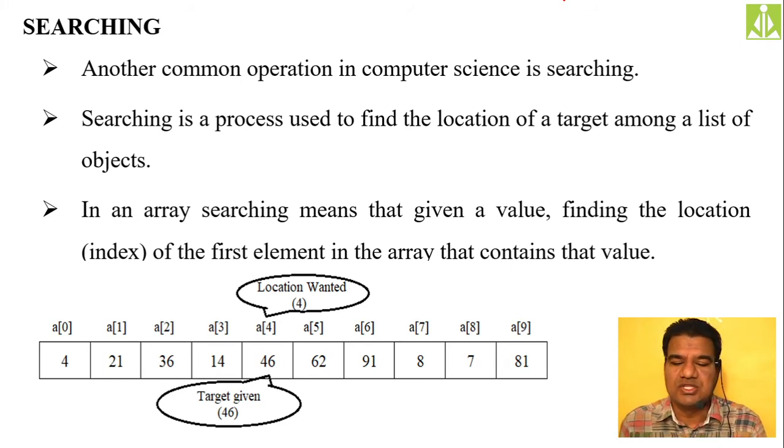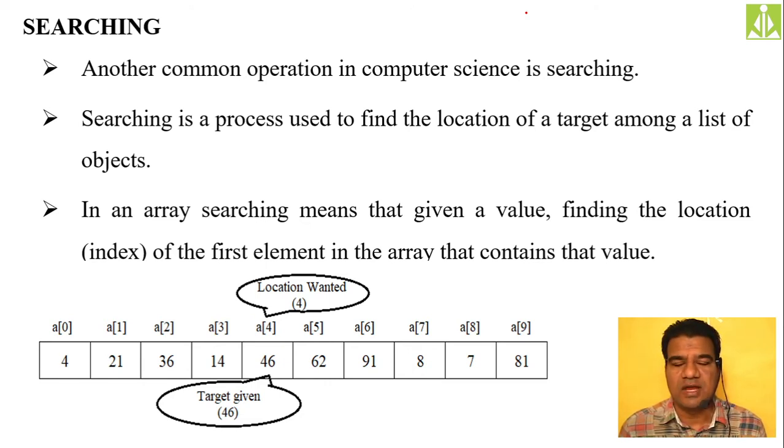Searching will take a list of elements, like the list I have taken here in this example. We'll take a list of elements and search for a given target in that list. So searching is a process used to find the location of a target among a list of objects. A list of objects is nothing but the list of elements, an array of elements given to you, and in that list they will also specify a particular target to find.